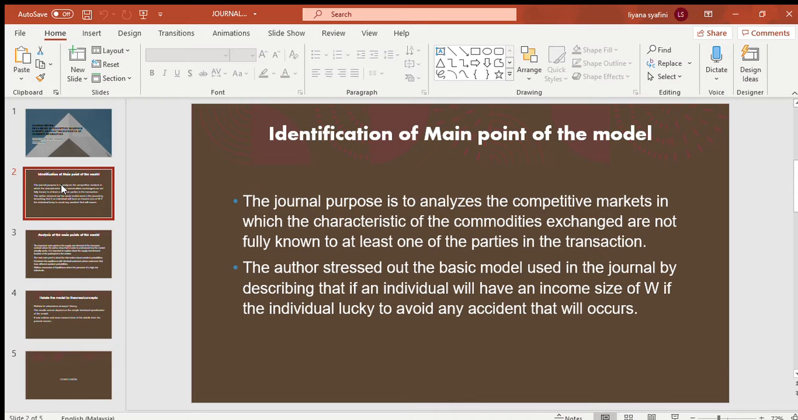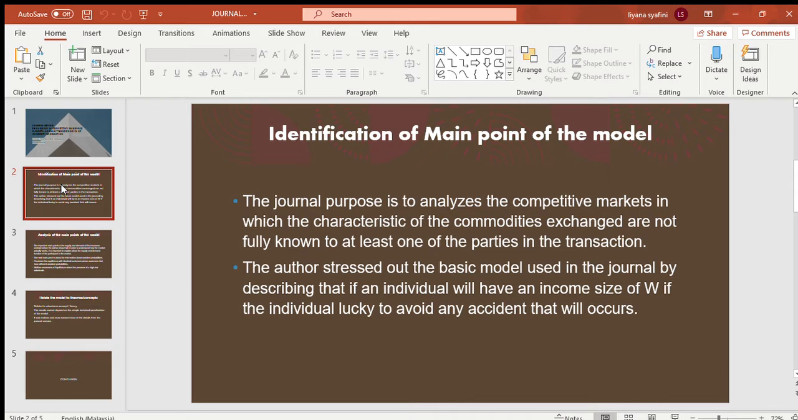The journal proposed is to analyze the competitive markets in which the characteristics of the commodities exchange are not fully known to at least one of the parties in the transaction. The journal also proved that not only does competitive equilibrium not exist, but also that when equilibria exist, strange properties may exist too.